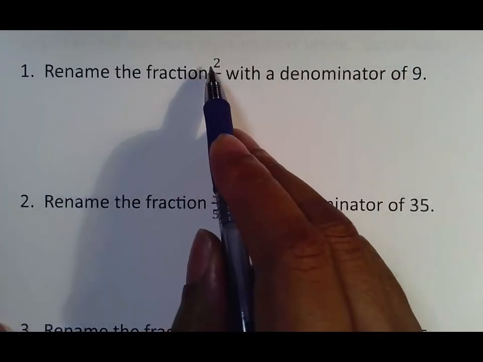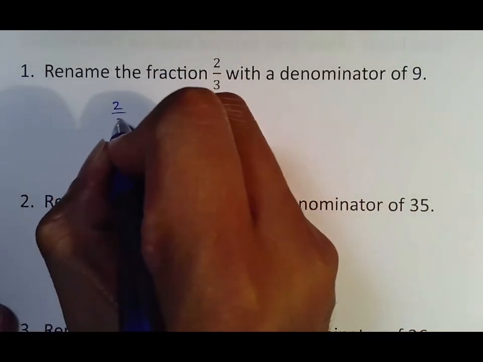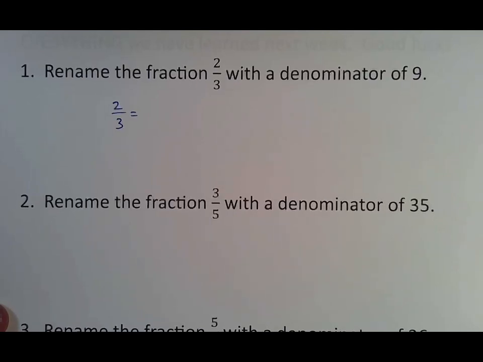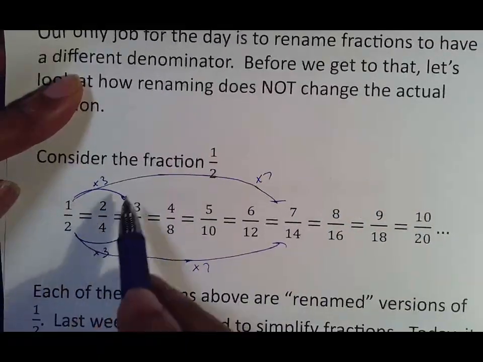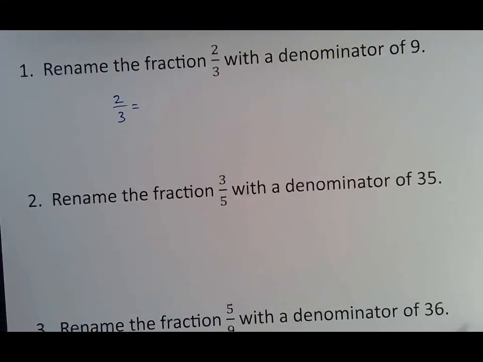If you're asked to rename the fraction 2/3 with a denominator of 9, you're going to write the 2/3. You're going to put equals because it's going to equal the other fraction. This is not adding, subtracting. This is me renaming it and giving it a name that is equivalent. For example, again, 1/2 is the same as 2/4, 3/6. All those things are equal. They're not being added. You're just giving it a facelift.